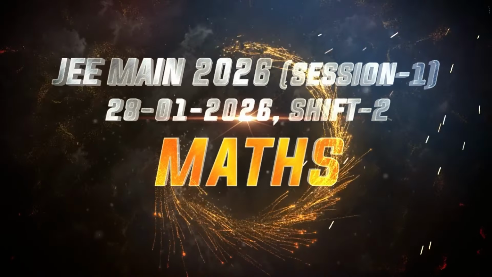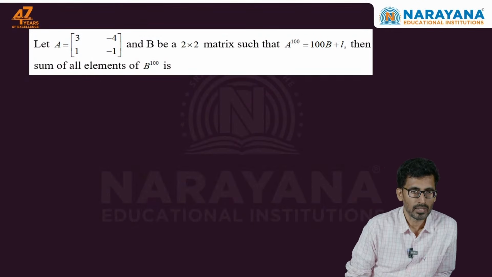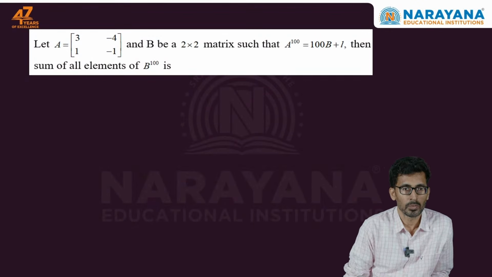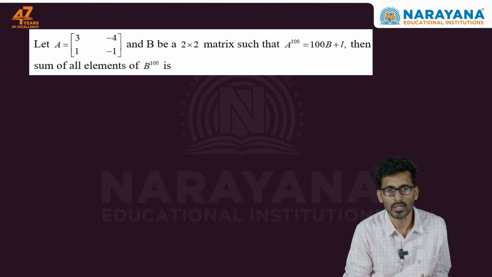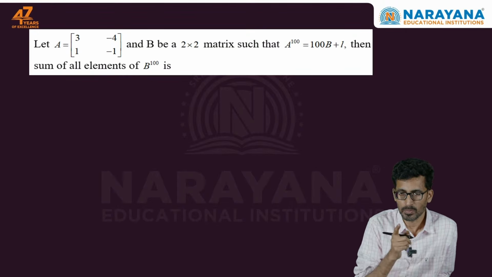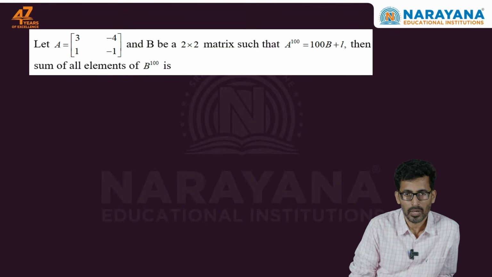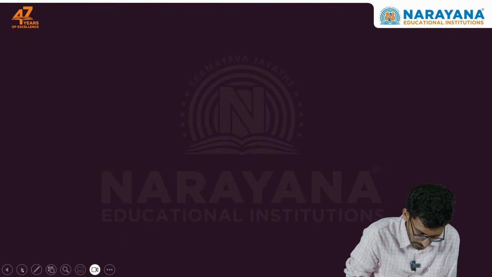Let's see some other questions from mathematics. Here we have a question on matrices. Here a 2 by 2 matrix is given. A is equal to [3 -4; 1 -1]. And here A^100 is equal to 100A plus I, that is probably I. So here we have to find A^100. So first I will find A square here.